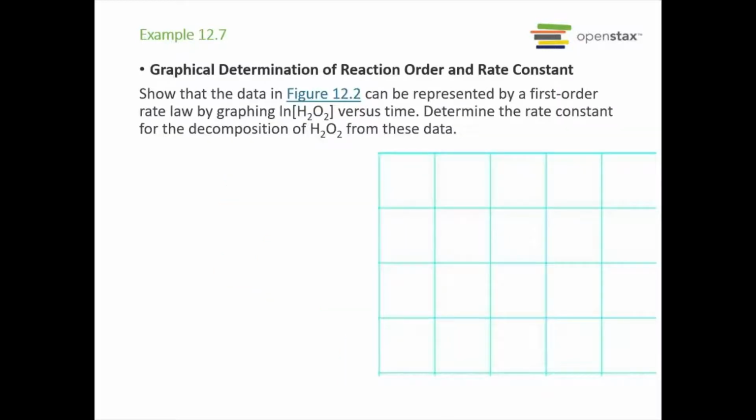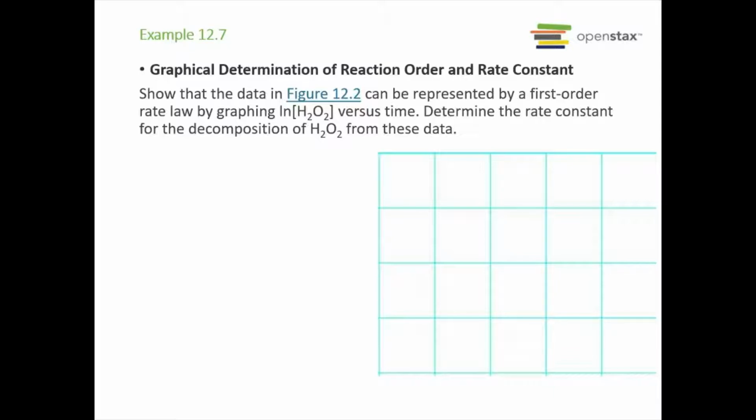So our next example, we are told that we want to look at the data in figure 12.2. This is from earlier in the chapter, where we were first looking at change in concentration over change in time. And we want to show that it can be represented by a first order rate law by graphing the natural log of H2O2 versus time, and then figure out the rate constant from the data.